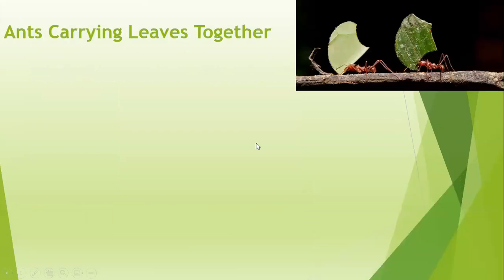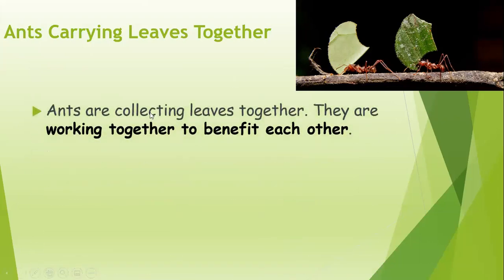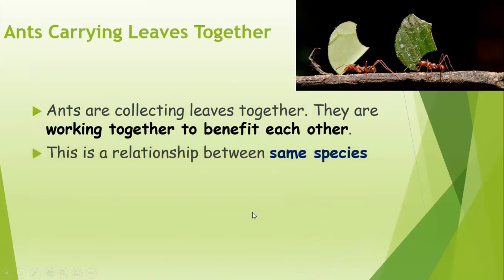Okay, this is an example here. We have some ants and these ants are carrying leaves together. You must have seen in your life many times that these ants are going in a line together and they are on a mission together. They're carrying something somewhere, but they are always doing some work together. Because they are carrying the leaves together, they are working together to help and benefit each other, right? But remind yourself, this relationship is between the same species. It is not a symbiotic relationship.